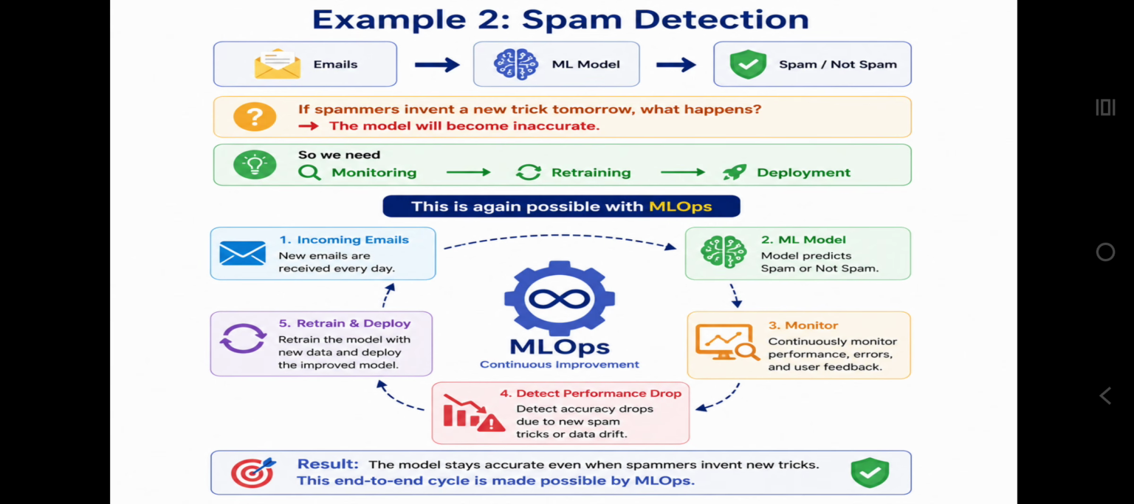So here, if this is done, the result will be that the model will stay accurate even when spammers invent new tricks to attack. So these are the two examples which tell us that using machine learning alone may not be sufficient, and in place of machine learning there is a need to use the subject called machine learning operations, with which you can easily handle upcoming scenarios and unknown data.